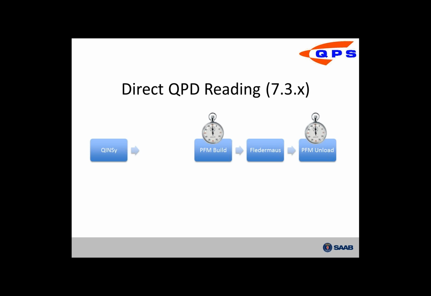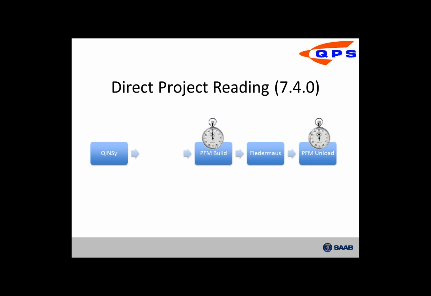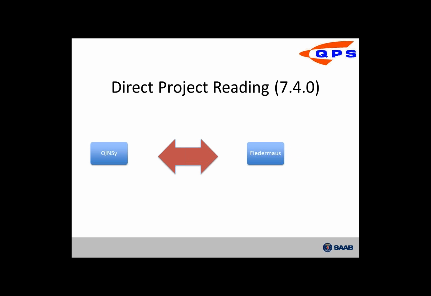So now looking at where we were going with the 7.4 time frame, we've eliminated that by having direct reading. You're reading directly what Quincy is doing. You're not having to treat the QPD as a third-party format. That eliminates having to do a PFM build and a PFM unload, and gives us a bidirectional workflow directly between Quincy and Fledermaus. The advantages there are really threefold.